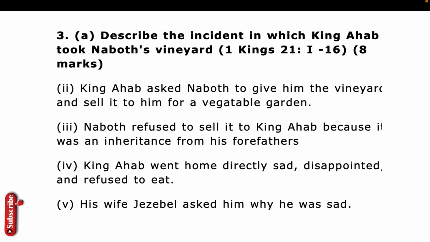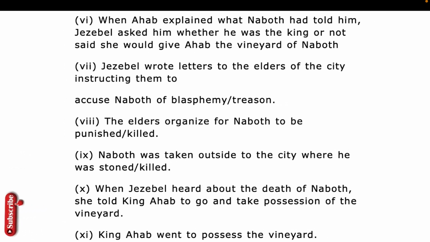His wife Jezebel asked him why he was sad. When Ahab explained what Naboth had told him, Jezebel asked him whether he was the king or not. And Jezebel said that she would give Ahab the vineyard of Naboth. Jezebel wrote letters to the elders of the city instructing them to accuse Naboth of treason. The elders organized for Naboth to be killed. Naboth was taken outside the city where he was stoned to death. When Jezebel heard about the death of Naboth, she told the king to go and take possession of the vineyard. King Ahab went and possessed the vineyard.